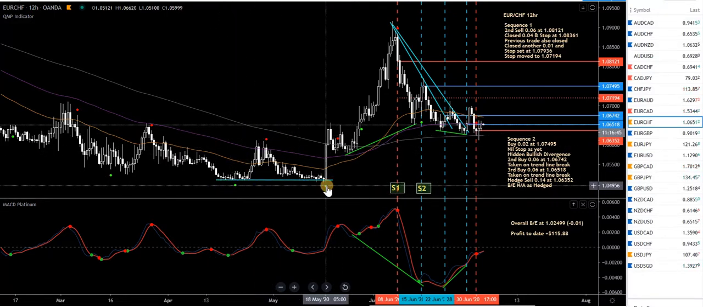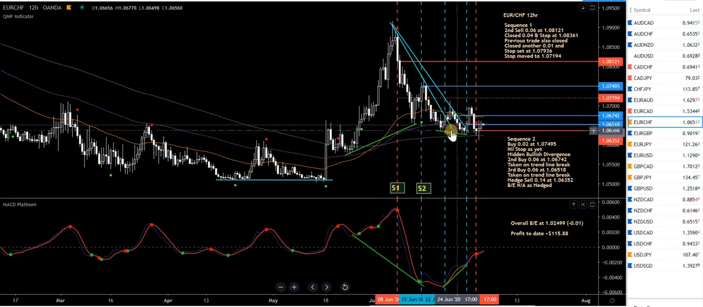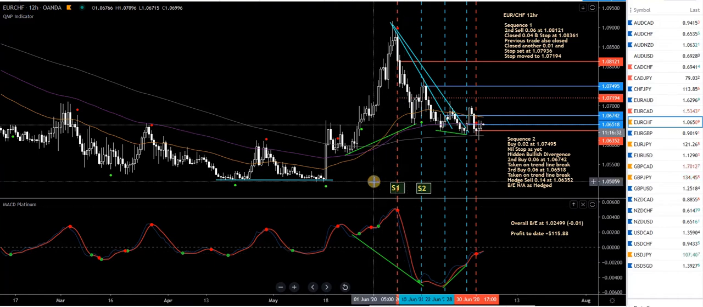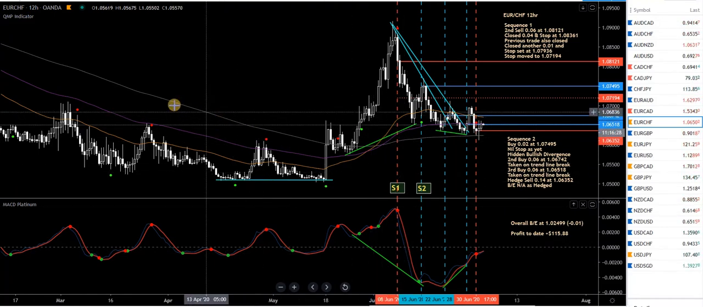If you see blue trend lines on the chart, it means something I'm looking at, like resistance, support, or a trend line, like in this case. Green trend lines, bullish divergence, either confirmed or possibly forming. Red trend lines, bearish divergence, either confirmed or forming.